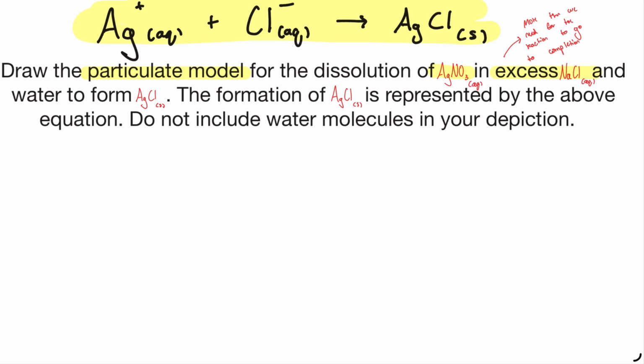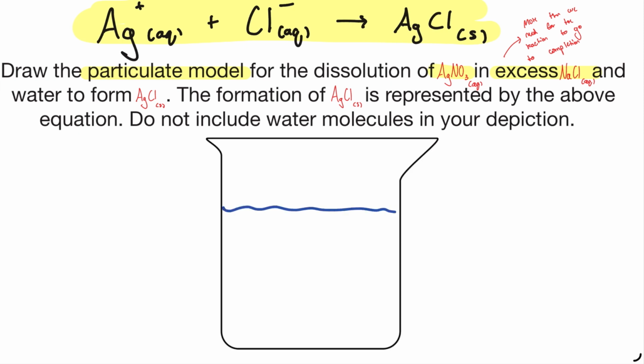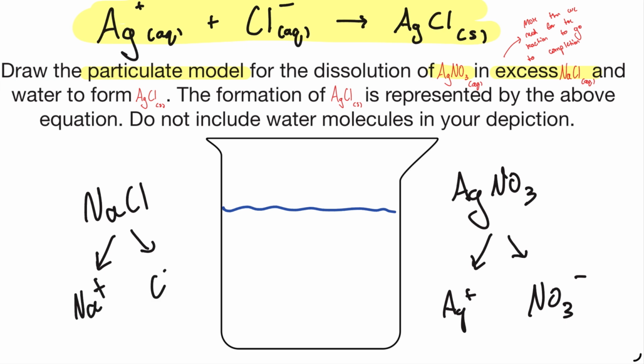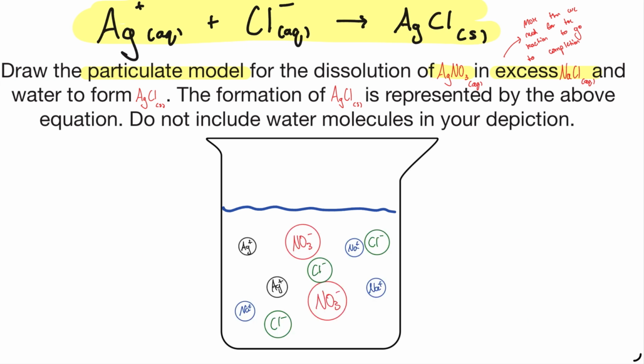So the first thing I'm going to do, I'm going to get my beaker and I'm going to draw some water in it. And then I'm just going to go and draw my ions. Silver nitrate will completely decompose into silver ions and nitrate ions. And as I'm sure you're aware by now, it is the same for NaCl. That will completely come apart into our positive sodium ions and our negative chlorine ions. So I'm just going to draw those ions in my beaker.